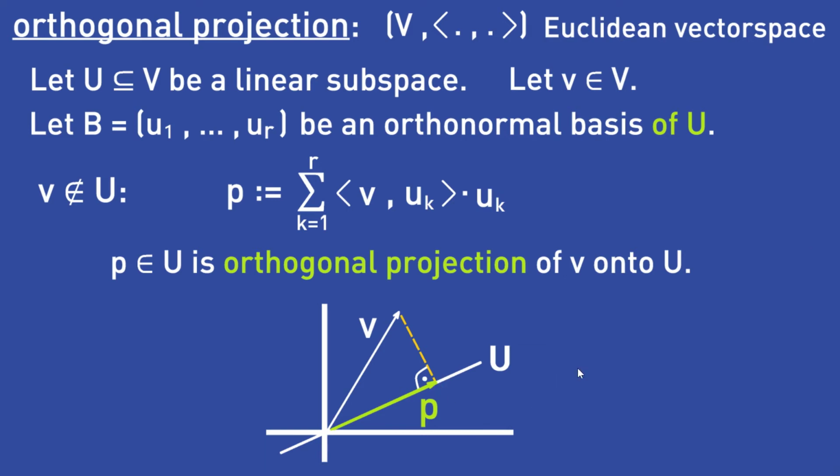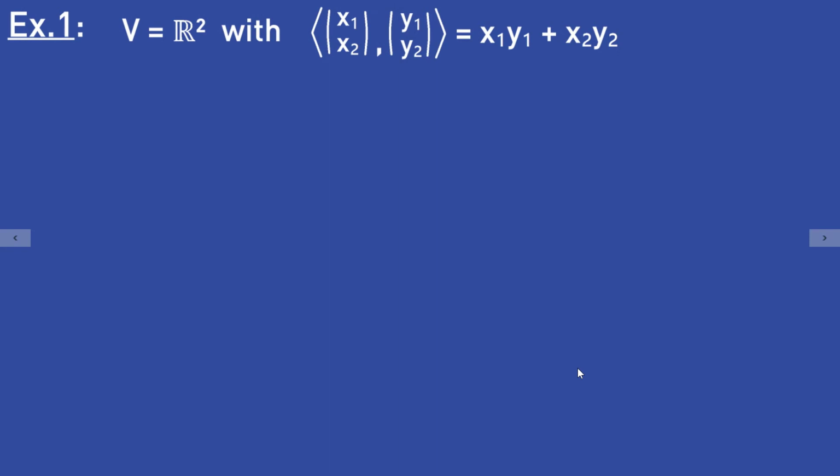Let's take a look at an example. Our vector space V is equal to R2 with the standard scalar product. So the scalar product of a vector x with a vector y is equal to the first entry of x times the first entry of y plus the second entry of x times the second entry of y. That scalar product is called the standard scalar product of R2.